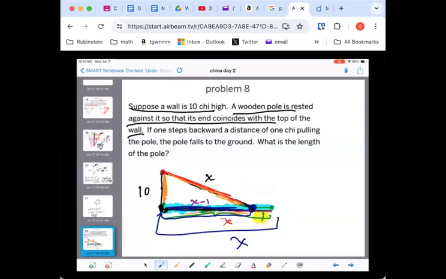See, X is not this length from here to there. X is from here all the way to there. So it's a little bit confusing. But this side definitely must be shorter than that side, because the X is like the hypotenuse of the triangle.